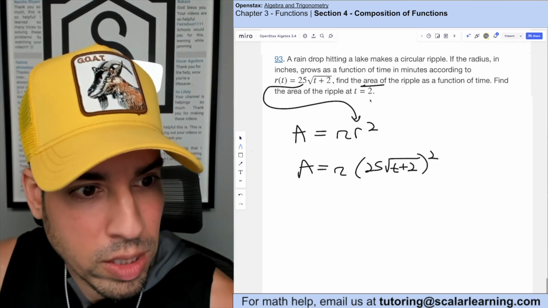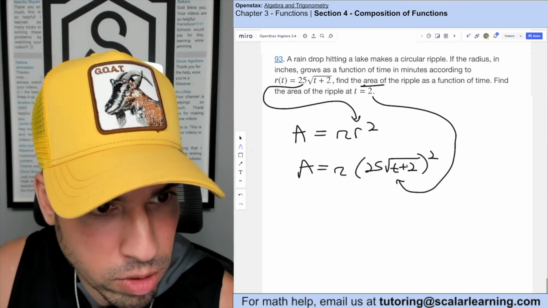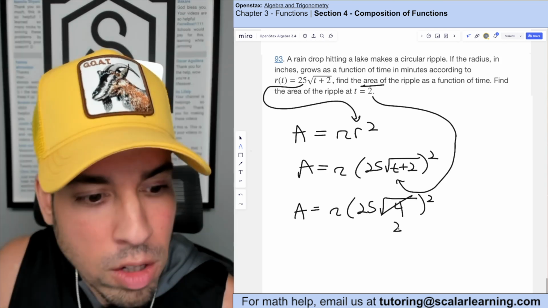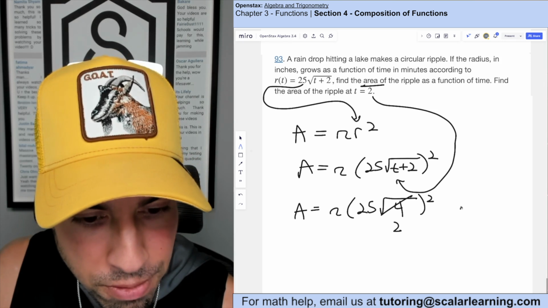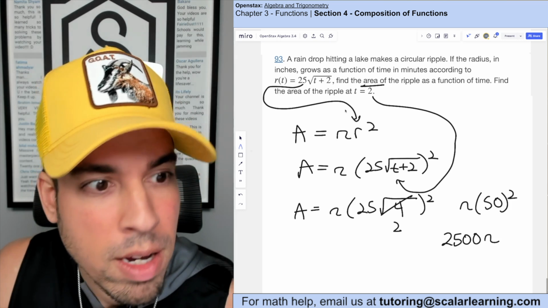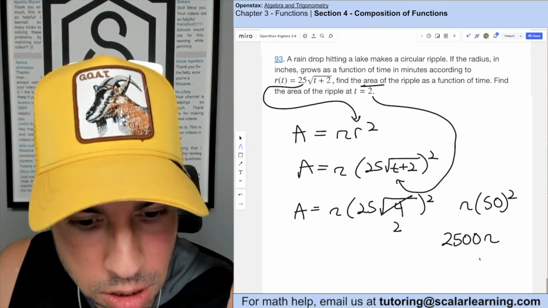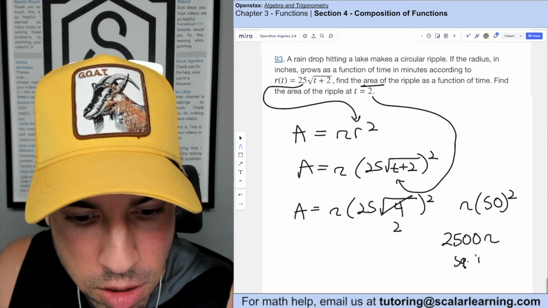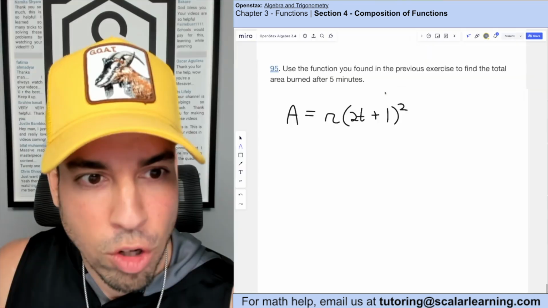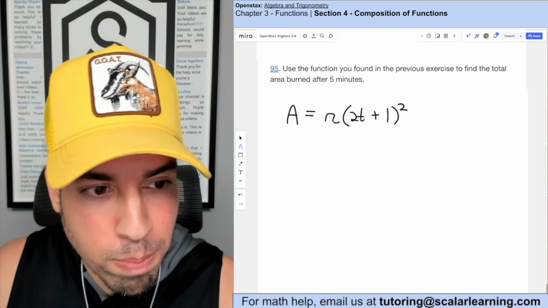Now, if I want to solve for when t equals 2, I'm going to plug and chug. So plug 2 in for t. So 2 plus 2 is, of course, 4. Then the square root of 4 is 2. 2 times 25 is 50. So then we square the 50 and we get 2500 pi. And what are our units? This is in square inches. Boom, done.